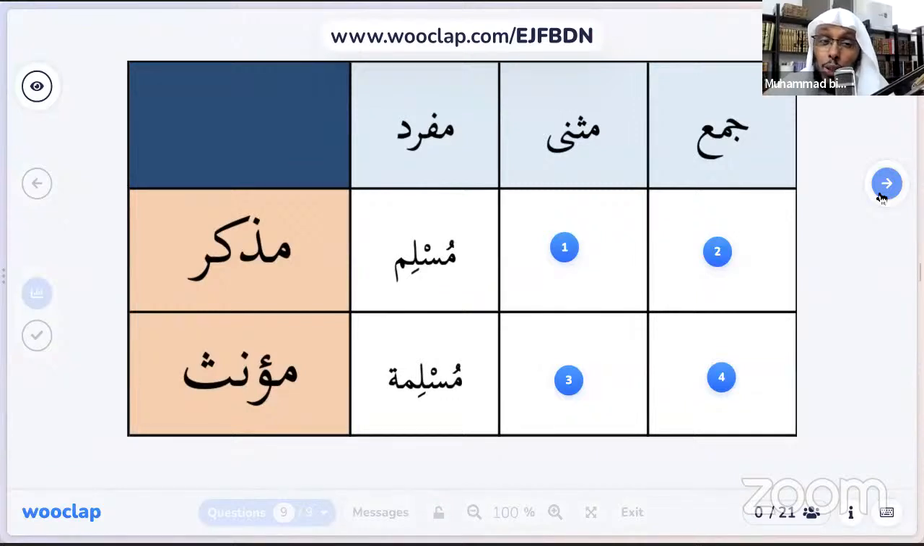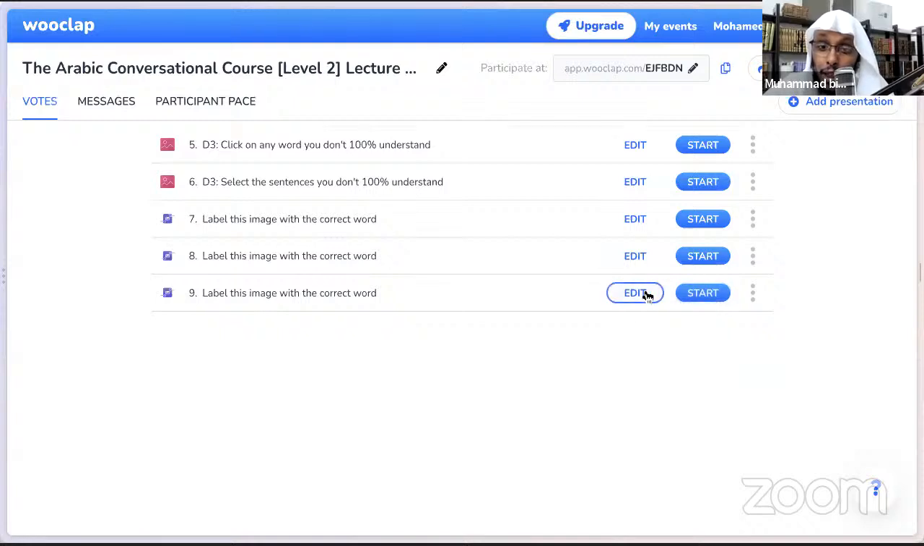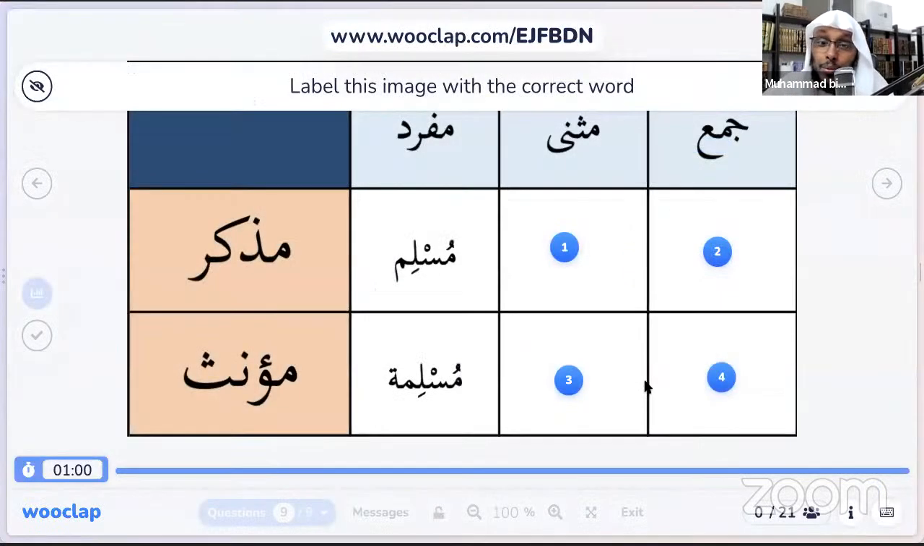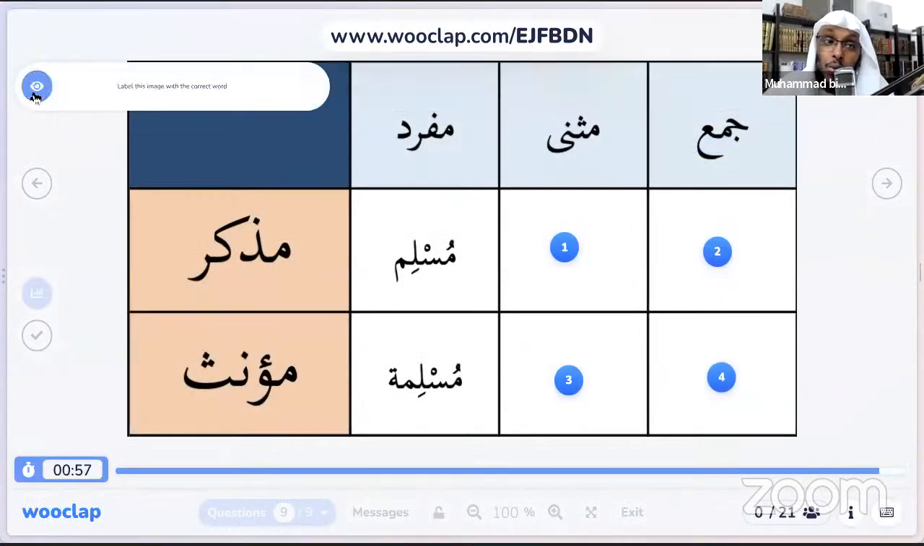Yalla, third time. This was actually the easiest one. I don't know how we mixed up. We started with the most difficult one. Anyway, no problem. This is the easiest one, inshallah. Muslim, Muslimah, just fill out the Muthanna and the Jama', inshallah ta'ala. So I can give you a timer again. This time I'm not going to give you any second more than 1 minute. So keep that in mind. Okay, you got exactly 1 minute this time to fill that out.